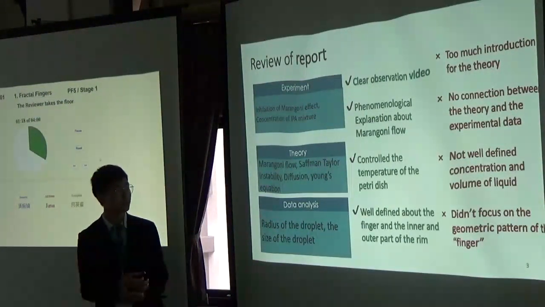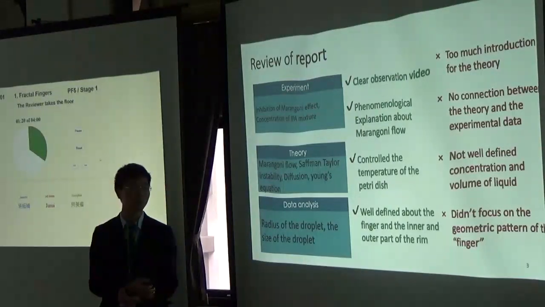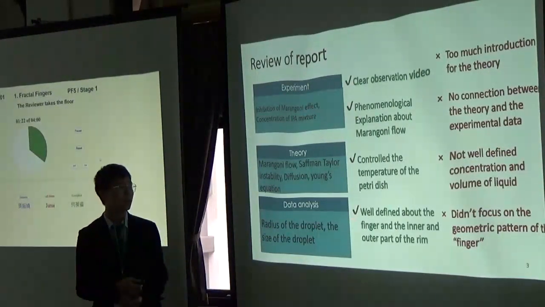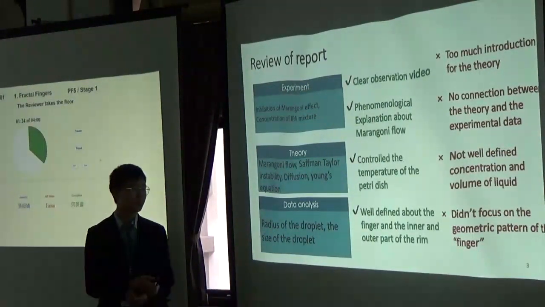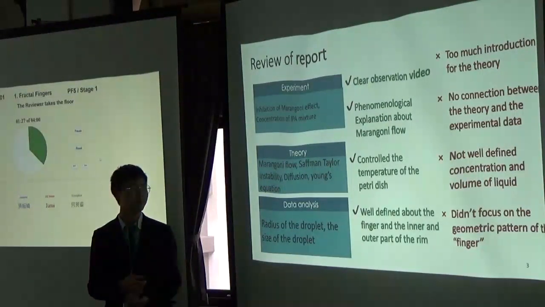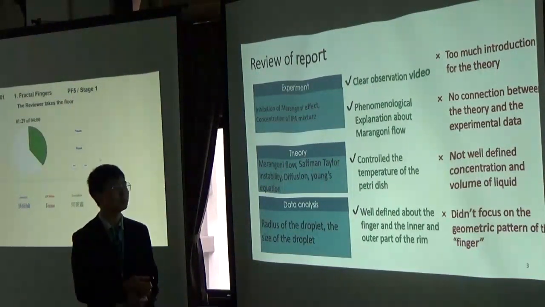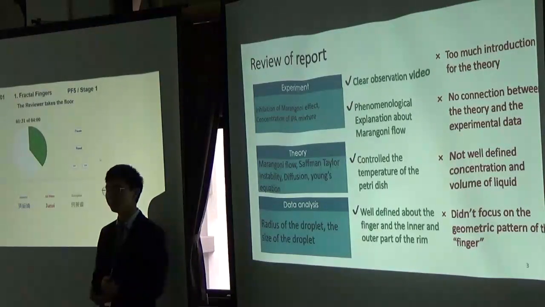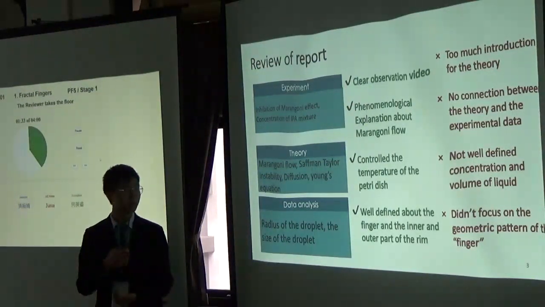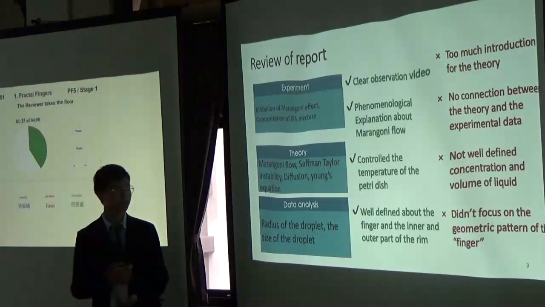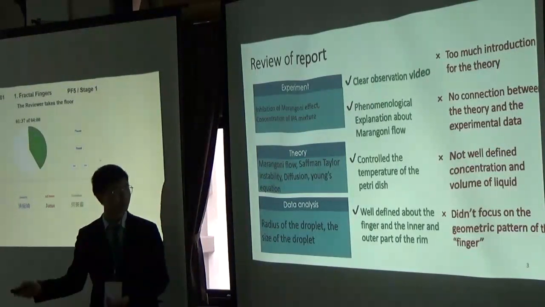And she controlled the temperature of the Petri dish with a heating plate for the initial condition. And she well defined the finger in the inner and outer parts of the rim. However, she did not define the concentration and volume of the liquid well, which I believe might affect the dropping and the fluctuation of the spreading.